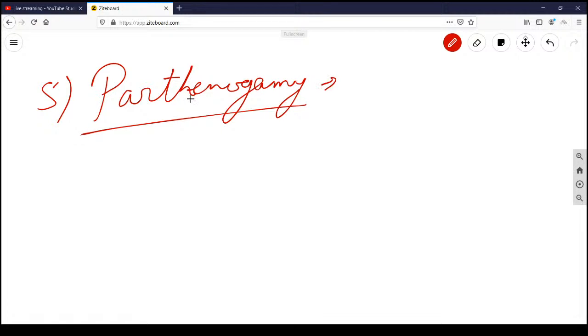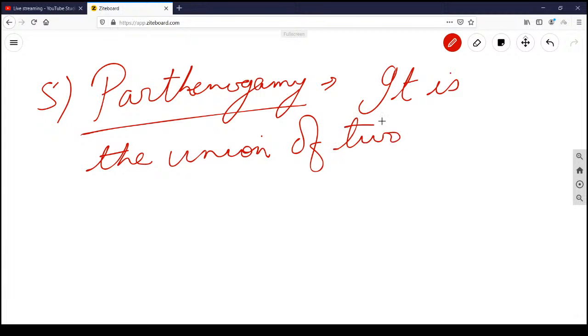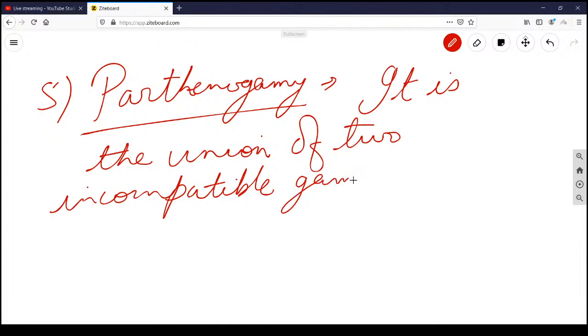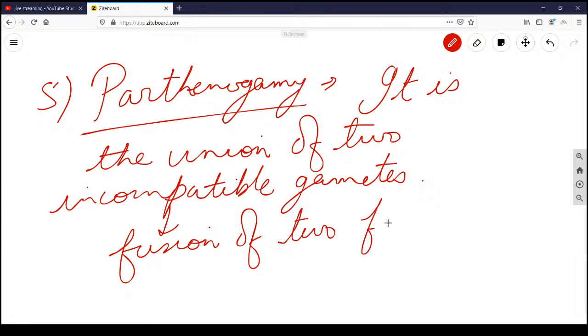Now, parthenogamy means it is the union of two incompatible gametes. Very, very special thing, unique stuff. Meaning that fusion of two female gametes, not male and female, fusion of two female gametes, very important from the NEET perspective or competitive exam perspective. That is known as parthenogamy.